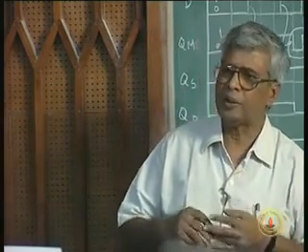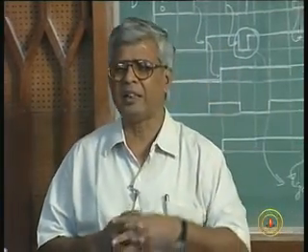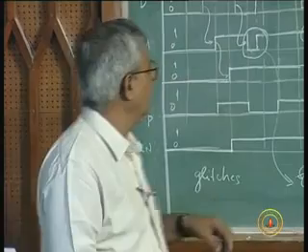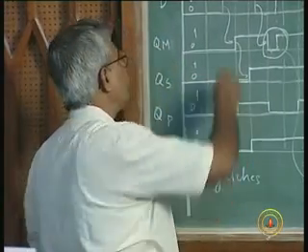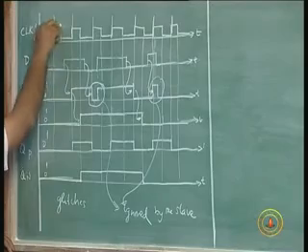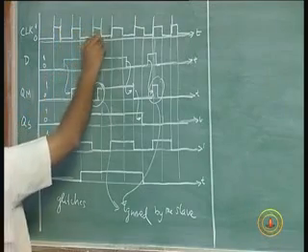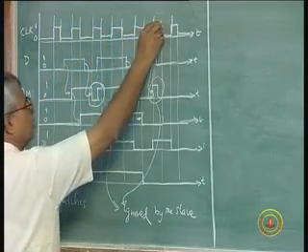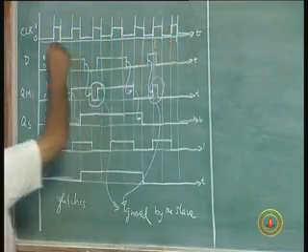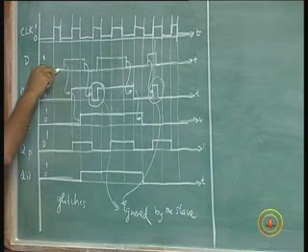For the negative edge triggered flip-flop, the same logic applies, except that we now look at the negative edges rather than positive edges. What is the negative edge? A negative edge is one which goes from 1 to 0. So this is a negative edge, and this, and this, and this. At each of the negative edges, you look at the input and decide the output.